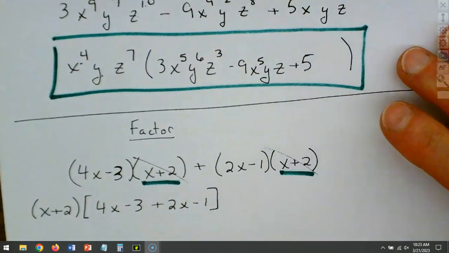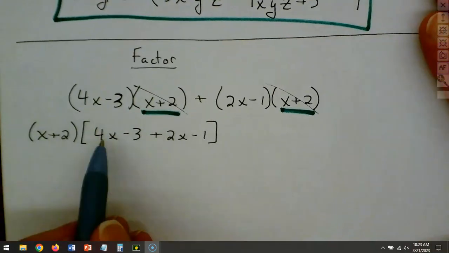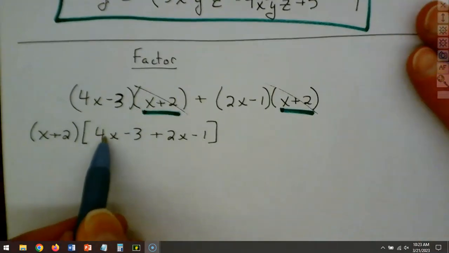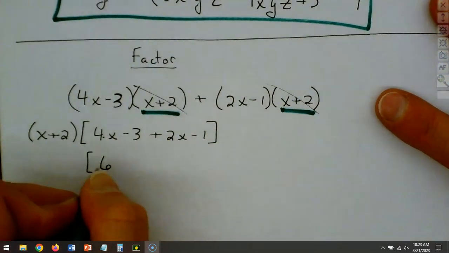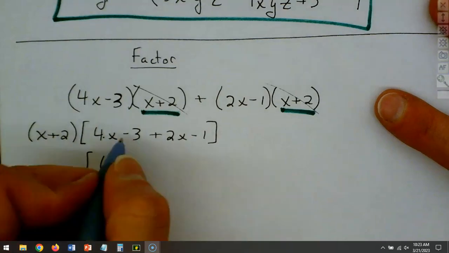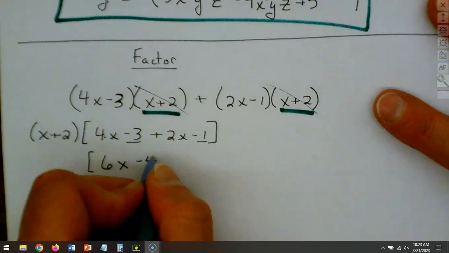Now we can combine together. Let's see what we've got here. How many x's do we have? We have a 4x and a 2x. That leaves you then with a 6x. And then we have a minus 3 and a minus 1. That makes it a minus 4.